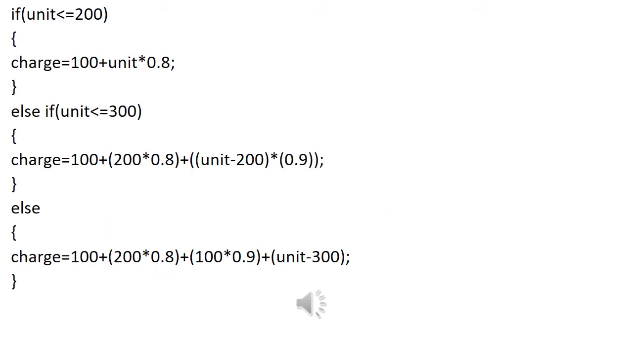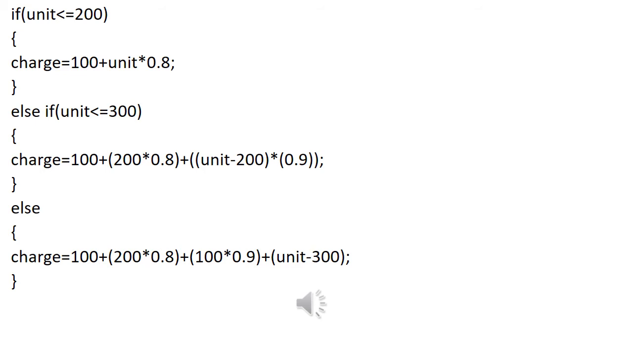After accepting the name of the customer and the number of units consumed, the next step is to compute the charges. Based on the number of units consumed, we will have to compute the charges. So the first case I'm taking here is, if unit is less than or equal to 200, as given in the question, from 0 to 200 the per unit charge is 80 paisa. So I will convert that into rupees.